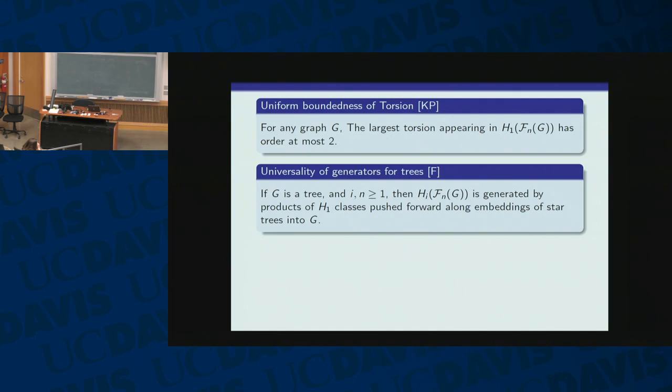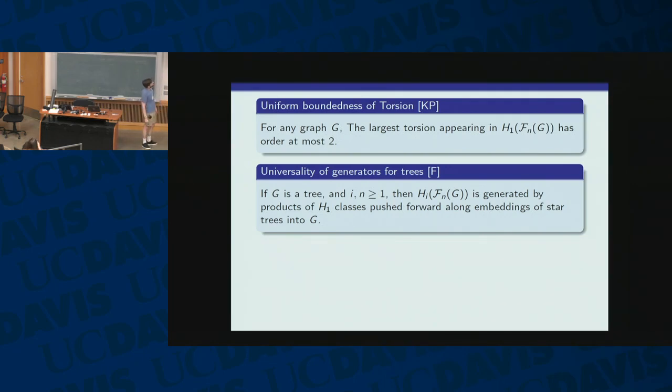So what is a star tree? A star tree is literally just the tree which is a single vertex and a bunch of edges coming off of it, right? So the idea is that a tree is built out of these stars being glued together in some way. And so you can imagine what's happening locally around this kind of star, and you embed those classes into your bigger tree, and those things will generate all of Hi.